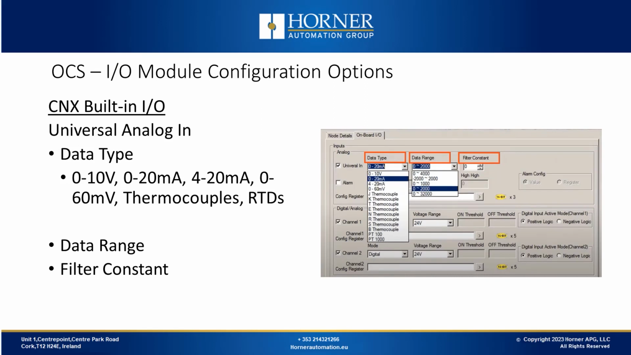Now we look at the built-in I/O, which is in the CNX base itself. There are 6 I/O points. We'll start with the one universal analog input point that we have built into the CNX. It configures similarly to the ADU100's universal analog inputs. You select data type, data range, and your filter constant.